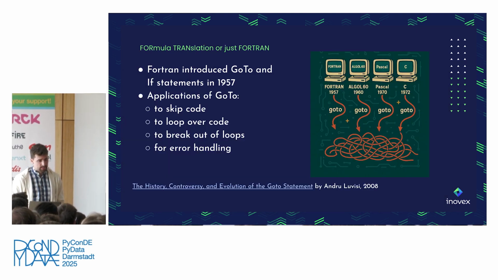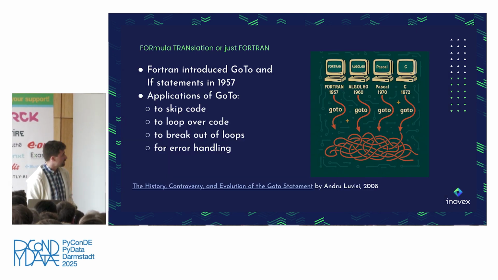So as I mentioned, Fortran was the first language to introduce Goto and the if statement in 1957, so quite some time ago, if you think that people started to program back then. And the typical applications of a Goto are, of course, to skip code, to loop over code, as we've just seen, to break out of loops. This is something we still do today in many languages, and also for error handling.